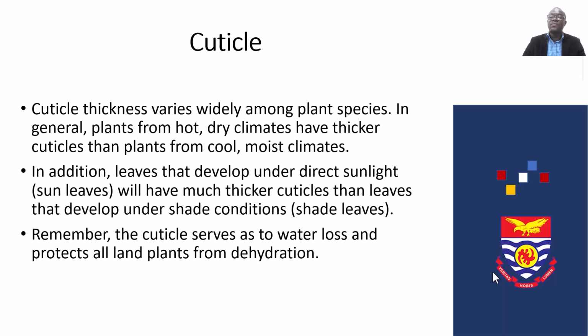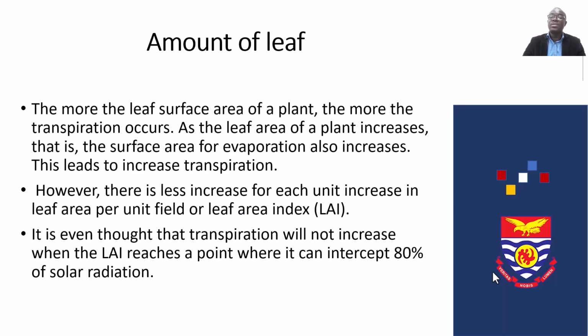Cuticle thickness varies widely among plant species. In general, plants from hot, dry climates have thicker cuticles than plants from cool, moist climates. In addition, leaves that develop under direct sunlight will have much thicker cuticles than leaves that develop under shade conditions. Remember, the cuticle serves as a barrier to water loss and protects all land plants from dehydration.